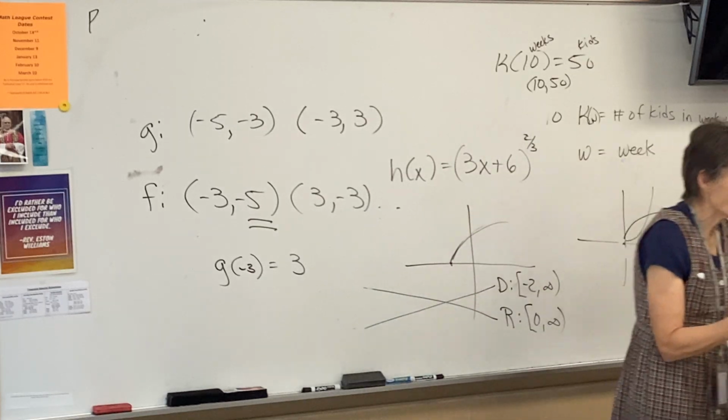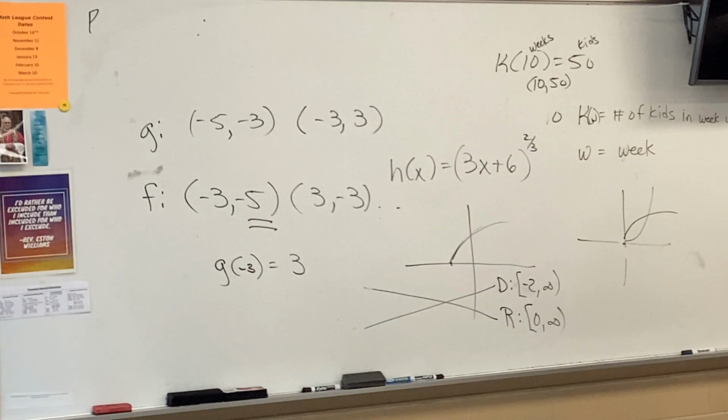And what's the domain of f? The domain of f is going to be the range of g. And the range of g is negative 3 to 7. So negative 3 to 7. That's why I said negative 3 to 7.